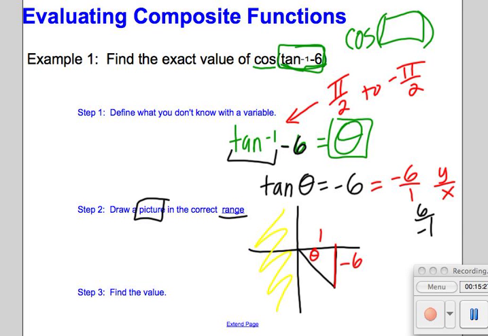Remember how we defined, and I'll try to use some colors to help you understand this. These two are equal, right? Tangent inverse of -6 is theta, and that's what was inside the cosine. So I'm really looking for the cosine of theta.